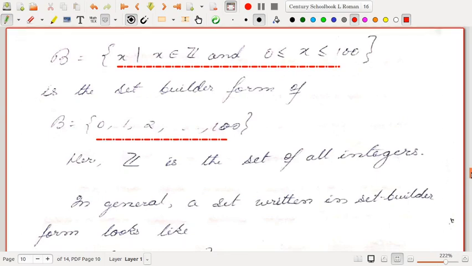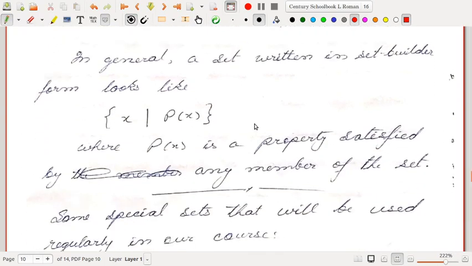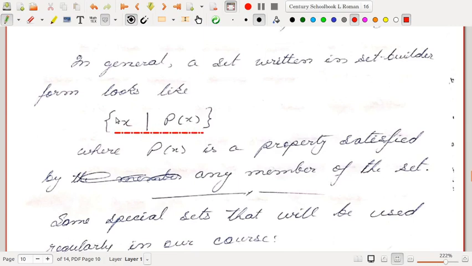So in general a set is written in set builder form and it looks like this: the set of all x such that P(x) is satisfied. That means P(x) is a property that is satisfied by any member of the set.